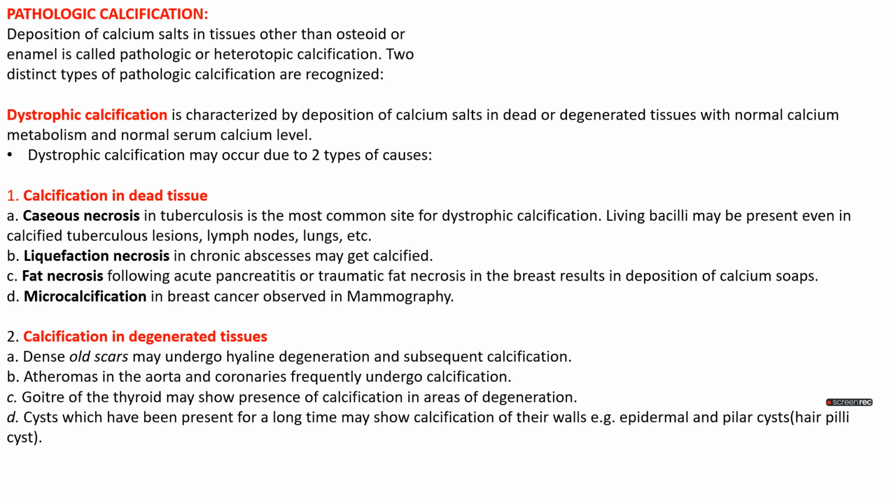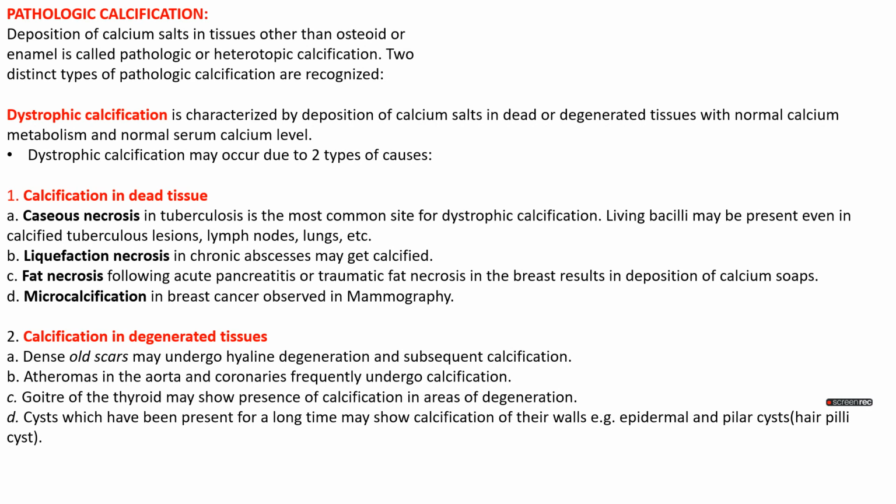It is the deposition of calcium in tissues other than the osteon, the structure of the bone. The bone shows the Haversian canal, lamellae, lacunae, and all together they form an osteon. And also the enamel, that is the teeth. So the deposition of calcium salt in tissues other than these is called pathological calcification or heterotopic calcification.